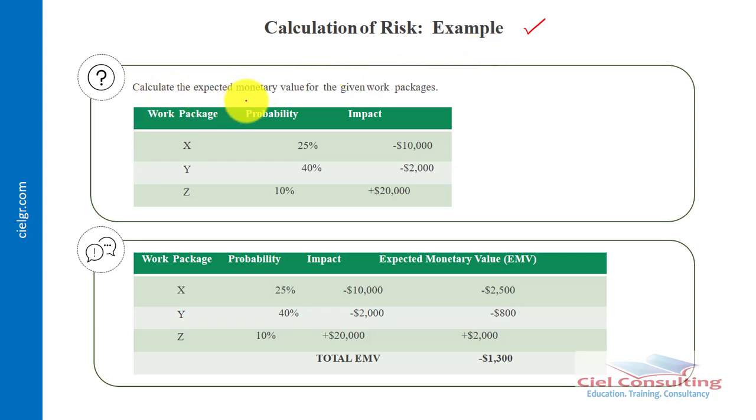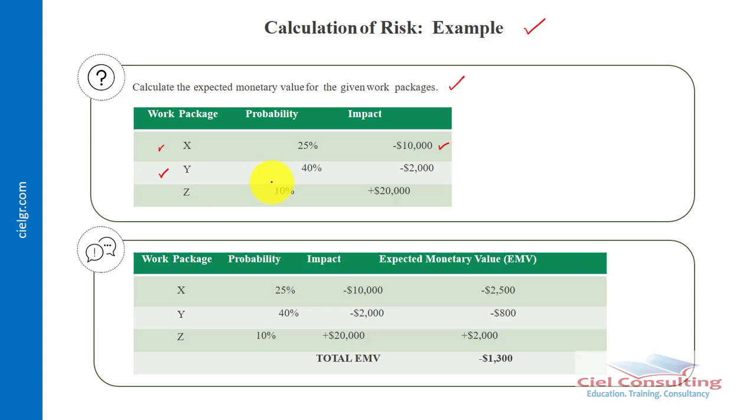Here we're asked to calculate the expected monetary value for the given work packages. So you have work package X, the probability that a particular risk can affect this is 25%, and if it happens, the impact will be a loss of $10,000.